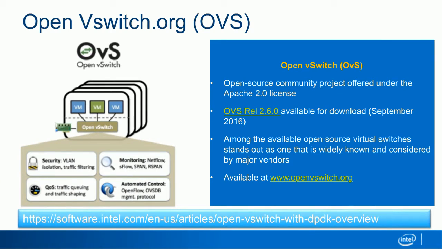Another key advantage is that it's permissively licensed under Apache 2.0, which is quite like a BSD style of license. So it has minimal requirements with regards to redistribution. And this is a great benefit to OVS, and it contributes to why it's so widely deployed and used.